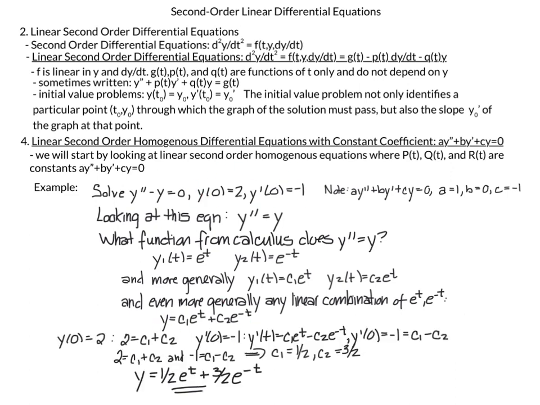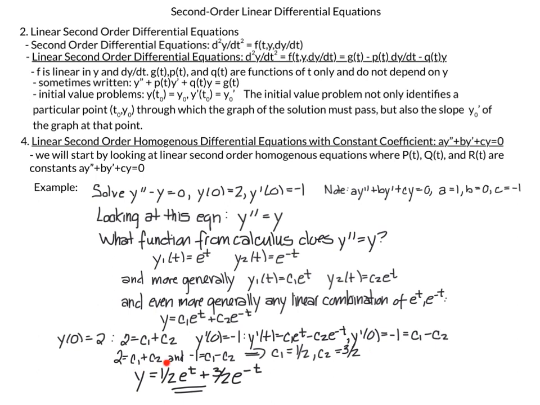So using the initial value, y of 0 equals 2. So in other words, 2 is equal to, plugging in 0 here, c1 plus c2. Using my other initial value, y prime of 0 is equal to negative 1. So I calculated y prime is equal to c1 e to the t minus c2 e to the minus t. Plugging in 0, this becomes 1, this becomes 1, and I get negative 1 equals c1 minus c2. So these two equations, negative 1 equals c1 minus c2, and also 2 equals c1 plus c2, will give me c1 is equal to 1/2 and c2 is equal to 3/2.